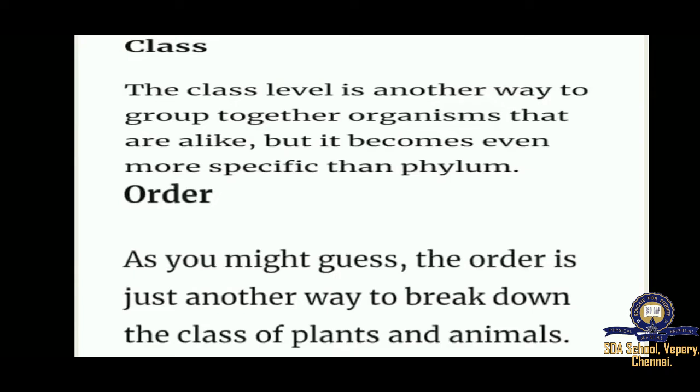Class and order. The class level is another way to group together organisms that are alike, but it becomes even more specific than phylum. There are more than 100 classes, but some of the more common ones that you will likely use on a regular basis in biology class include vertebrates, invertebrates, dicot or monocot. Order. As you might guess, the order is just another way to break down the class of plants and animals. Think of it as refining your search. Some orders include carnivores, primates, rodents, and so on.